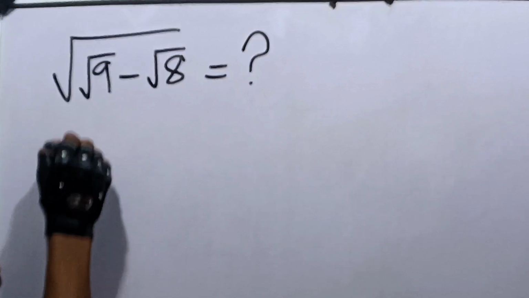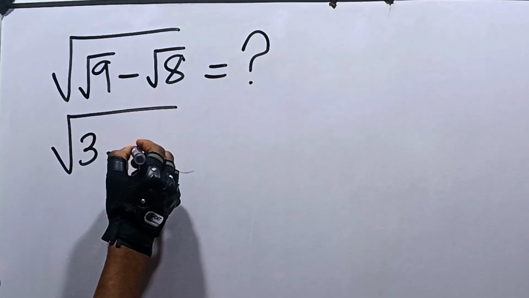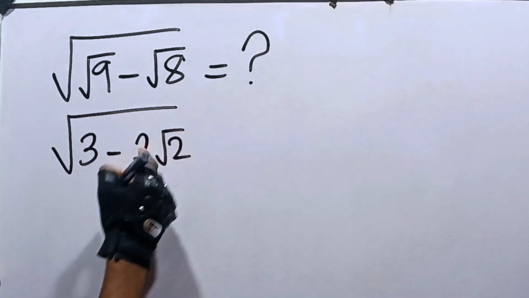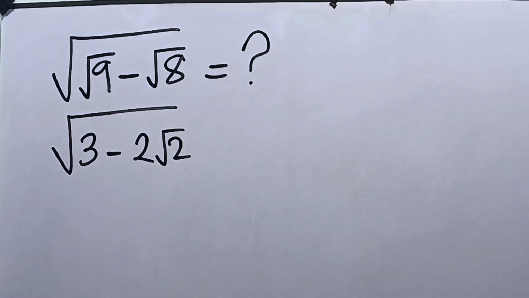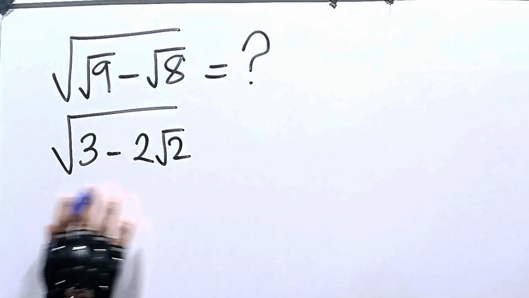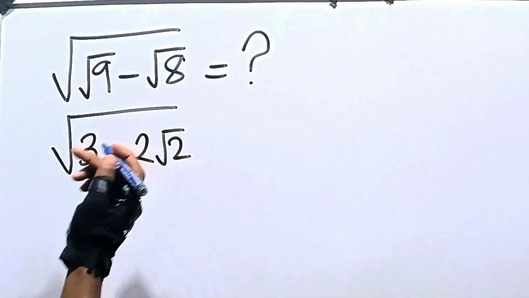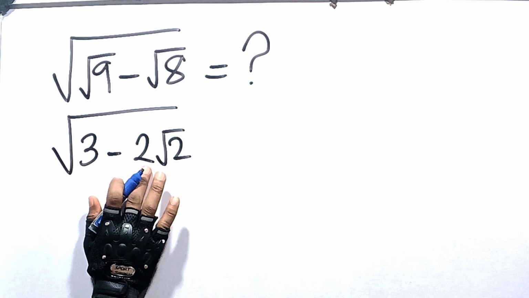So I have that square root of 9 is 3, minus square root of 8, which can be written as 2 root 2. Okay, because 2 squared is 4, and 4 times 2 is 8. Now moving on from here, we want to look for a way to express this inside. You can take the square root of what's inside here. Now looking closely at this, you'll see that this is 3 and this is 2.